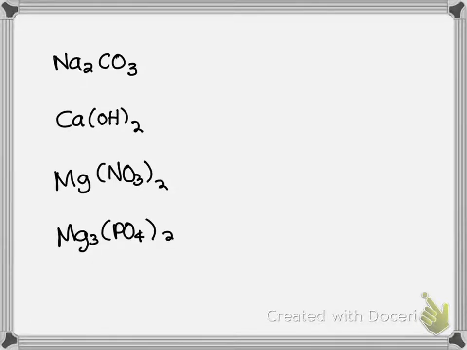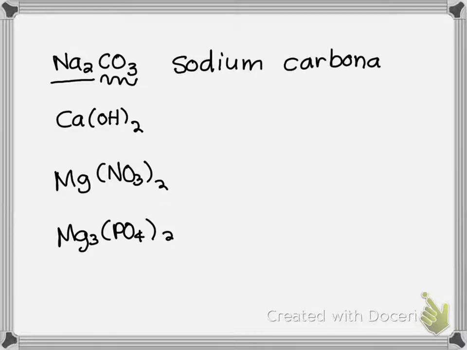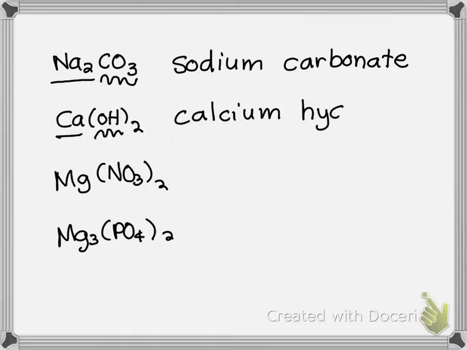So we named these the same. This is a metal, so that's sodium. And then this is a polyatomic ion. If you look in your book, it's called carbonate. So I just say sodium carbonate. This is the metal, it's calcium. This right there is hydroxide. And again, I don't have to worry that there's 2 of them. In ionic compounds, you just name the 2 things that are there.